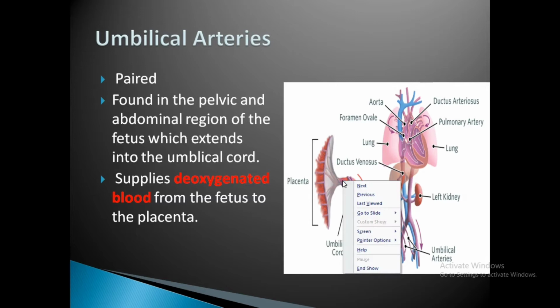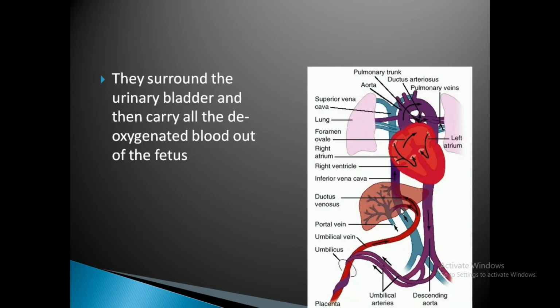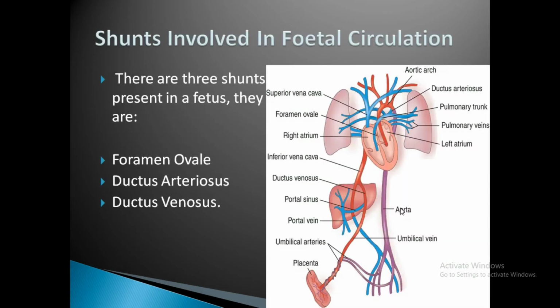The umbilical arteries: there are paired umbilical arteries found in the pelvic and abdominal regions of the fetus, which extend into the umbilical cord. They supply deoxygenated blood from the fetus to the placenta. They surround the urinary bladder and carry all the deoxygenated blood out of the fetus.